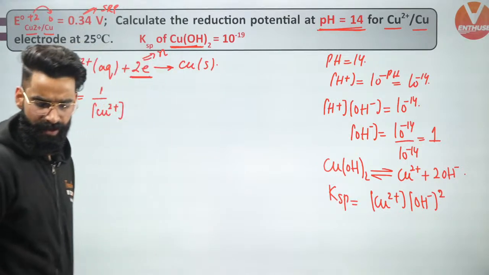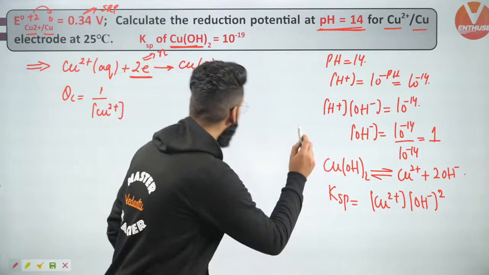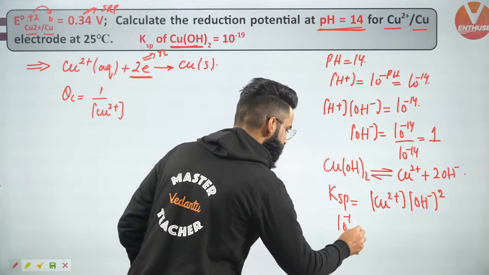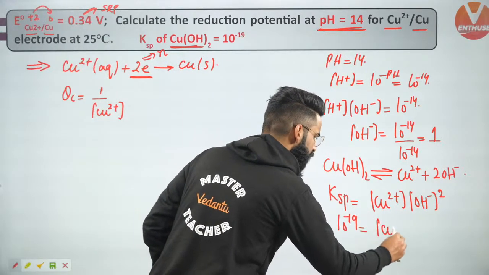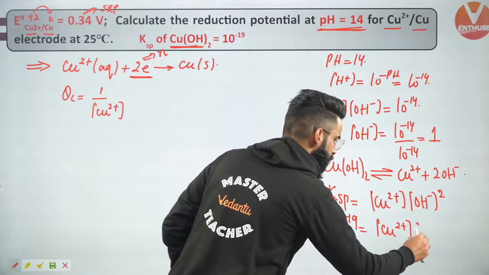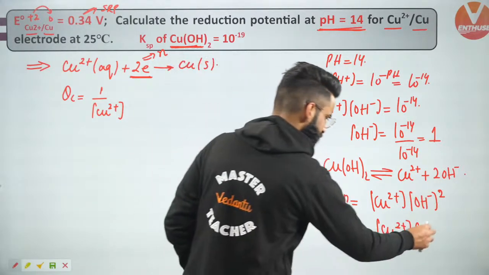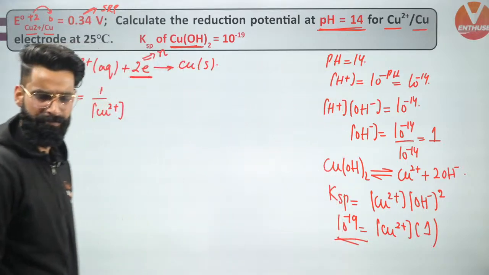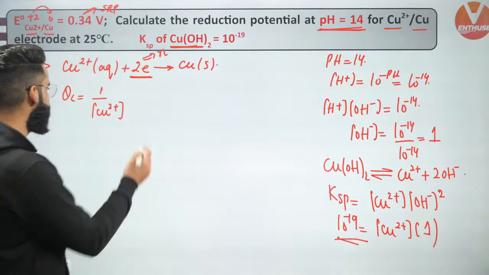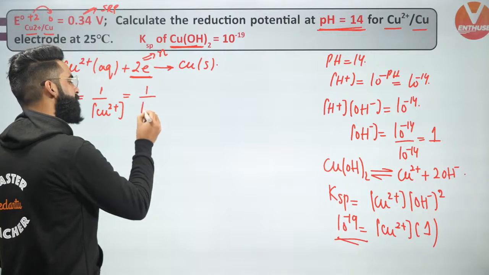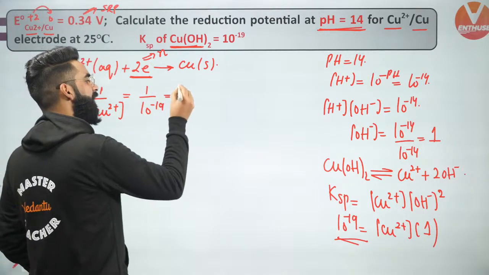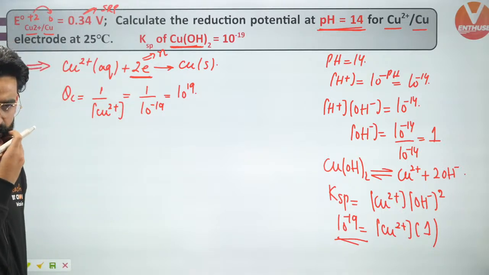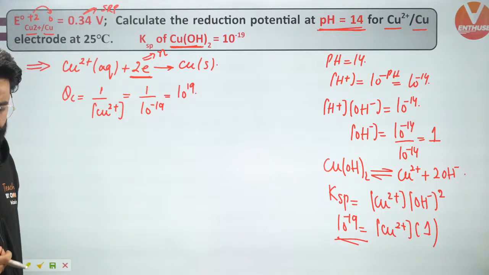Yes? People, is the value of Ksp given to me? Yes, Ksp of this is given to me as 10 power minus 19. It will be equal to the concentration of Cu²⁺ multiplied by the concentration of OH⁻, that is 1. So I got the concentration of Cu²⁺ simply as 10 power minus 19. Absolutely. So Qc is going to be 1 divided by 10 power minus 19. So can I say the value will be coming as 10 power 19 right here? This is the value of Qc which I got, absolutely, right?